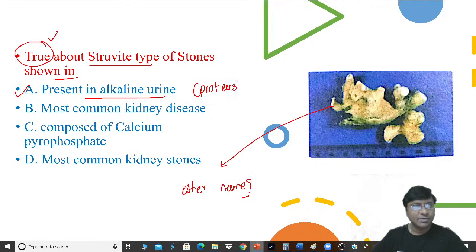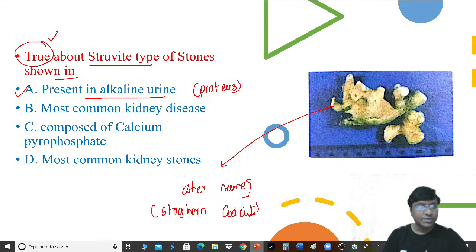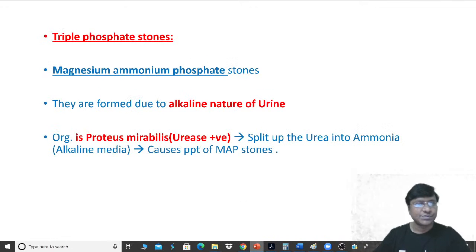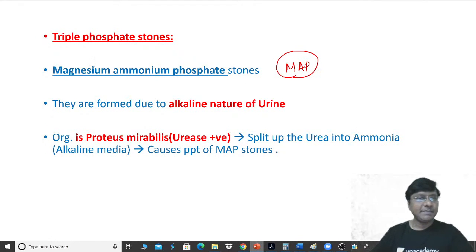And what is the other name of these particular struvite stones? This is also called Staghorn calculi. Very good, Avinash. Right, this is also called the Staghorn calculi. Okay, and what is this composed of? This is not composed of calcium pyrophosphate stones, right? It is composed of MAP. What is MAP? MAP is nothing but magnesium ammonium phosphate stones. They are nothing but your triple phosphate stones.